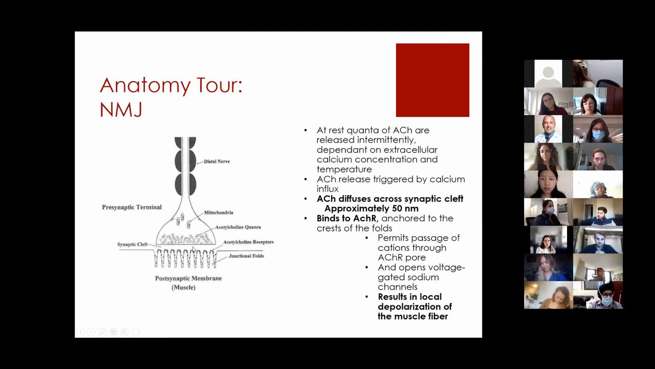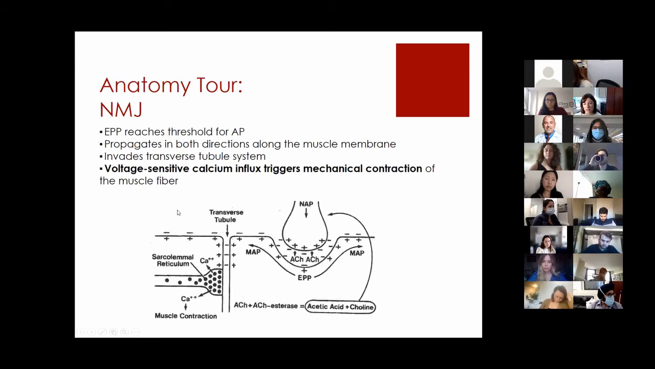And again, each time acetylcholine from a single vesicle crosses and binds to a receptor, it results in a very localized small depolarization of the muscle fiber, and people have done experiments where they've really looked at this. But overall, we're looking at the summation of these small action potentials, which eventually triggers contraction of the muscle fiber through voltage-sensitive calcium influx. Again, we're starting to see the relationship between a lot of these different ions and the physiology of nerves and muscles overall as well.